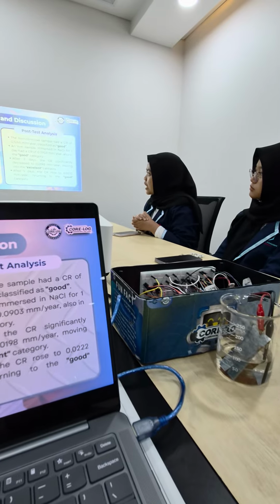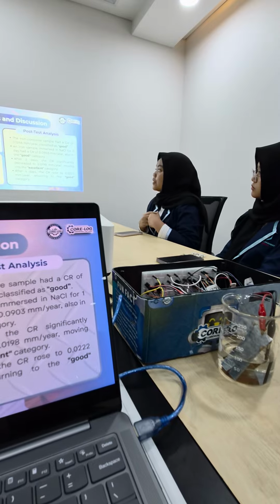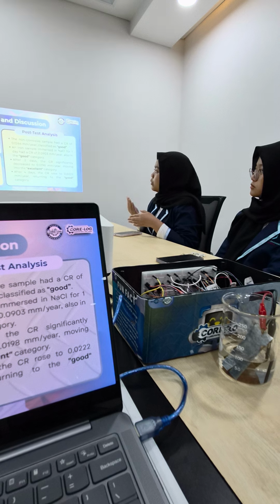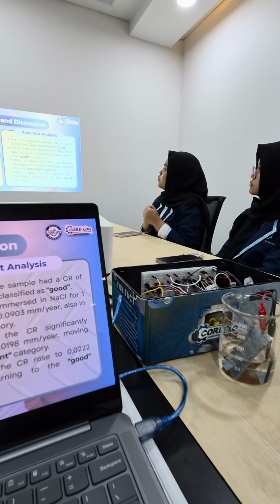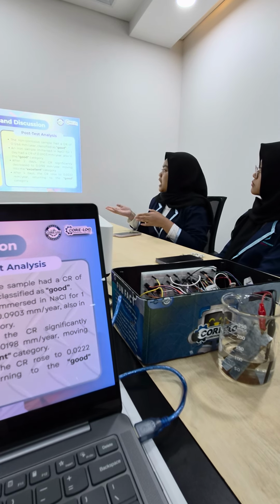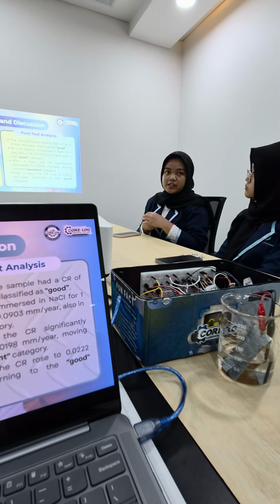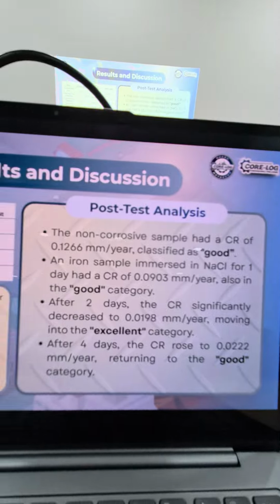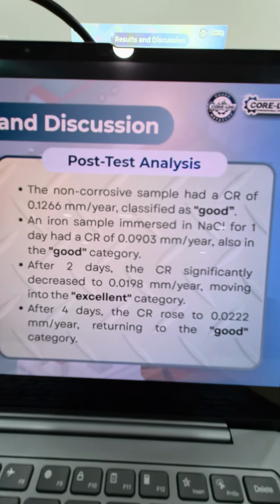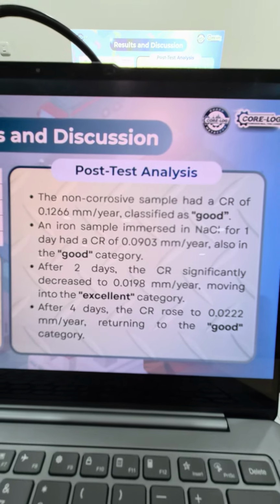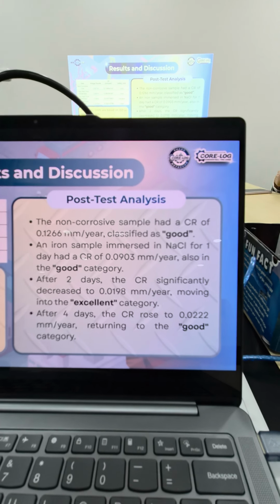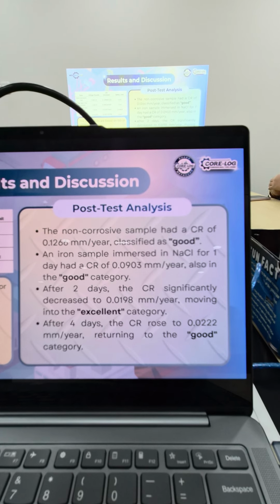And for the second data, 1-day sodium chloride iron immersion, the corrosion rate is 0.0903. When we see the safety limits from the ISO standards, it's classified as good. And the third data, 2-day sodium chloride iron immersion, the corrosion rate is 0.0197. The safety limits based on ISO standards classify it as excellent.